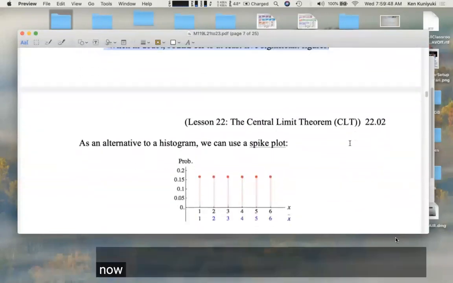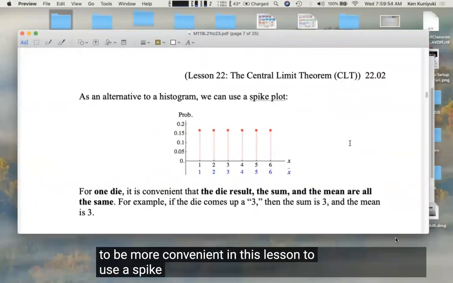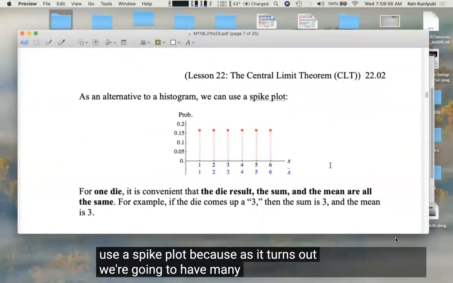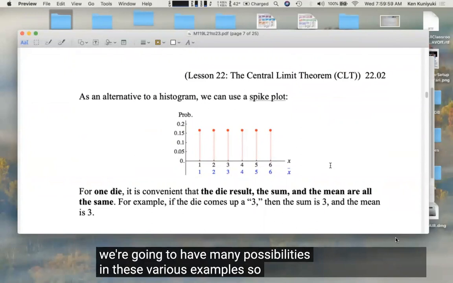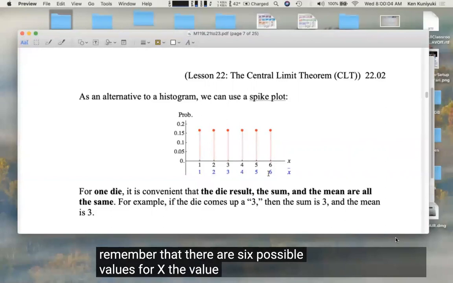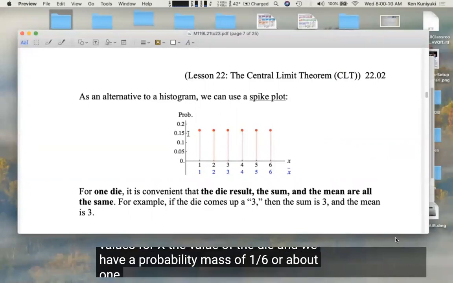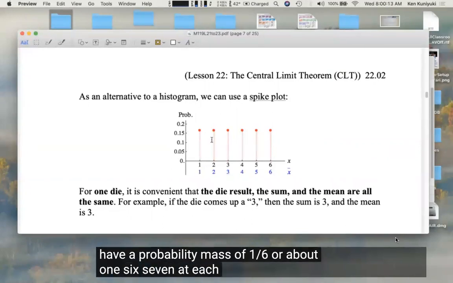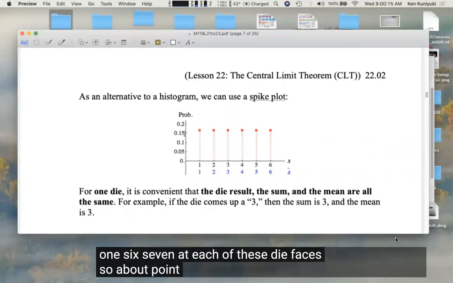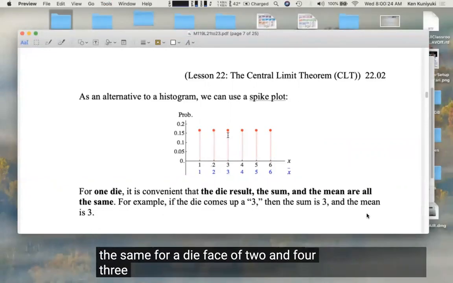Now, instead of a histogram, it turns out to be more convenient in this lesson to use a spike plot because we're going to have many possibilities in these various examples. So here, remember that there are 6 possible values for x, the value of the die, and we have a probability mass of 1/6, or about 0.167, at each of these die faces: 1, 2, 3, 4, 5, and 6.